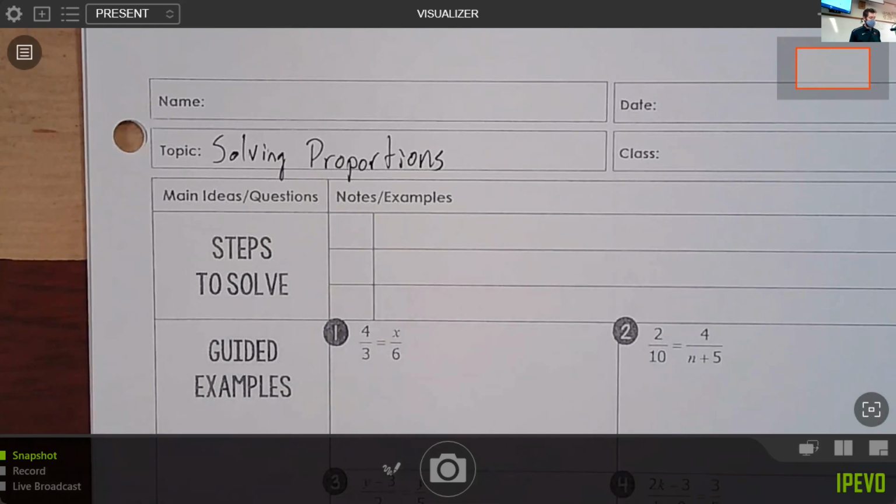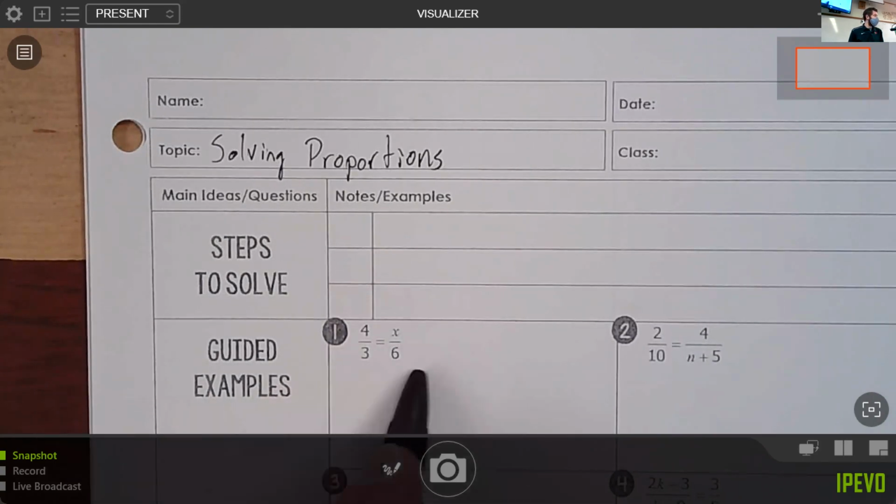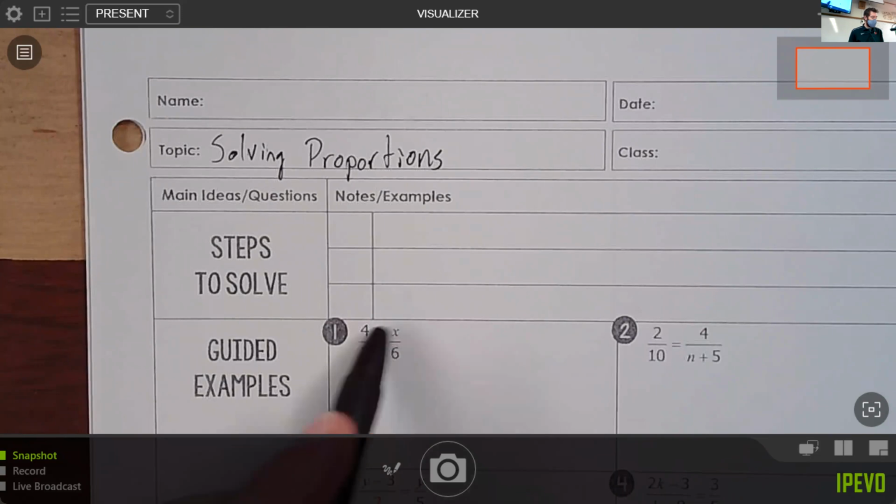So essentially what we're saying is that we have these two fractions that are equal to each other, and we have to figure out what value of x makes those two fractions equivalent. Same thing on number 2, and for all of these actually. Every single one of these deals with equivalent fractions. That's what a proportion is.